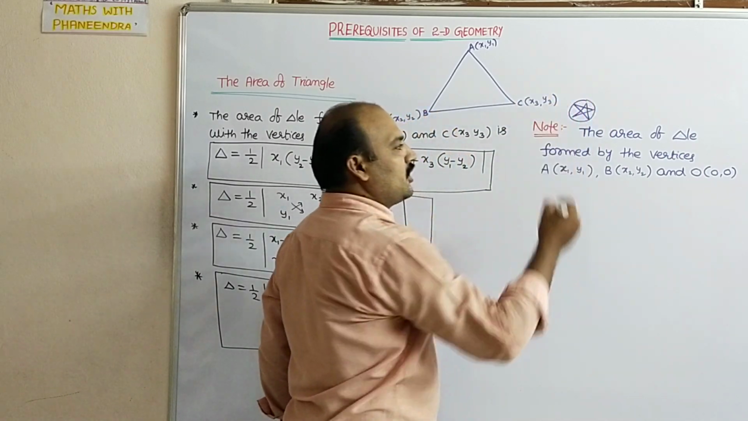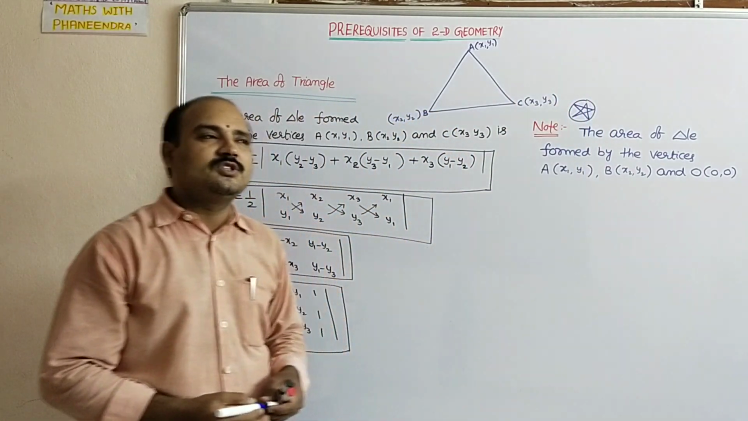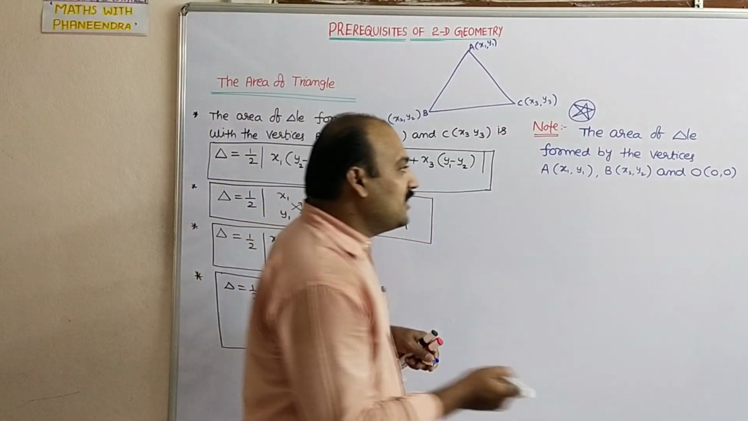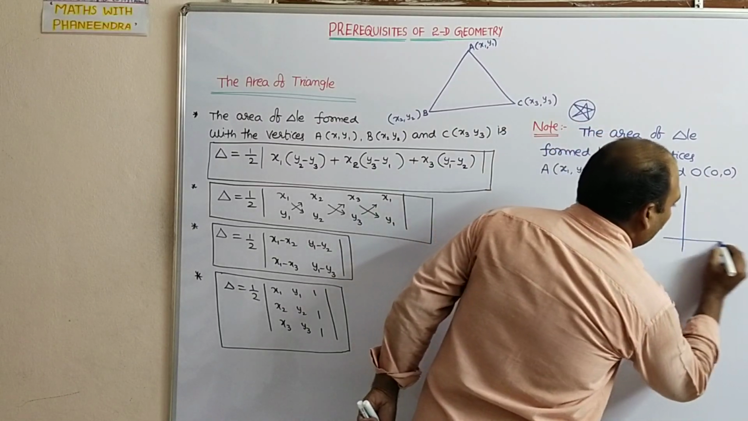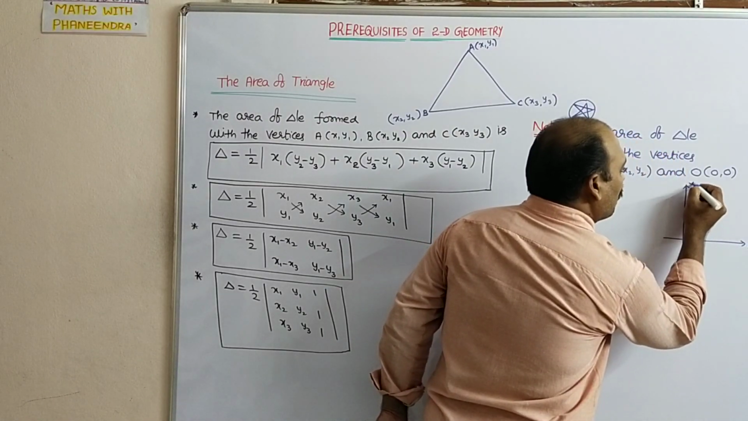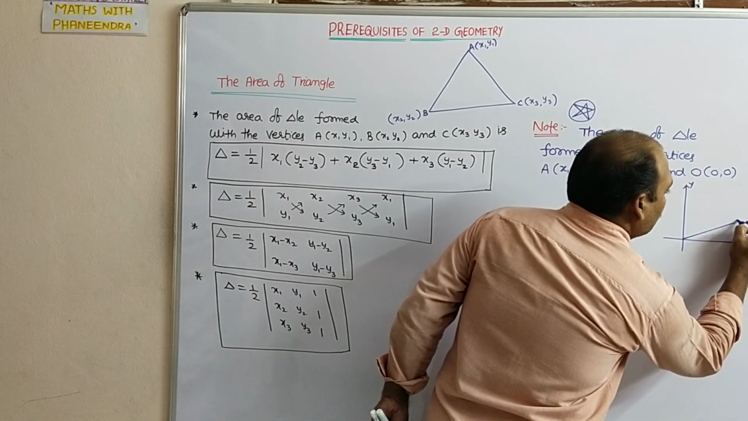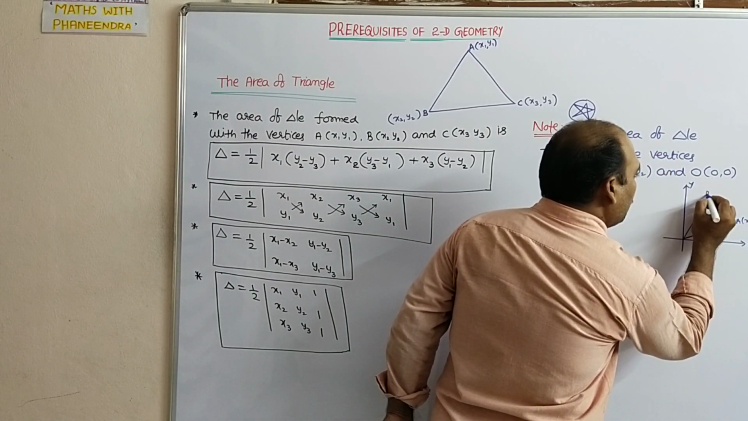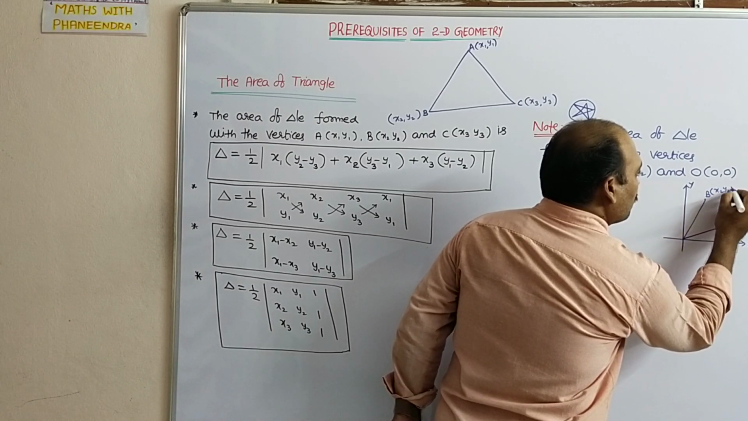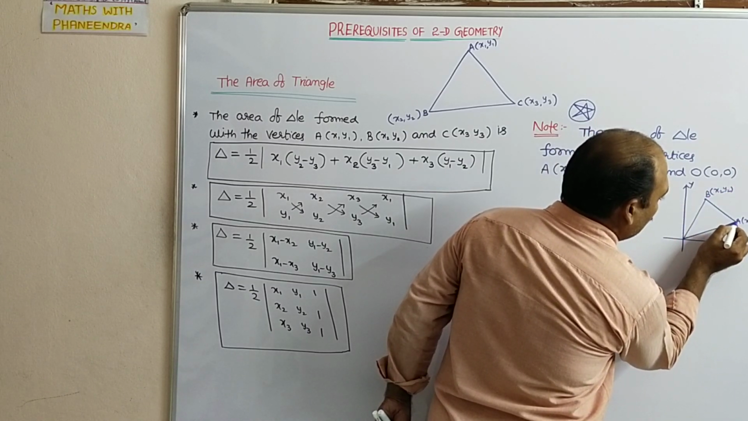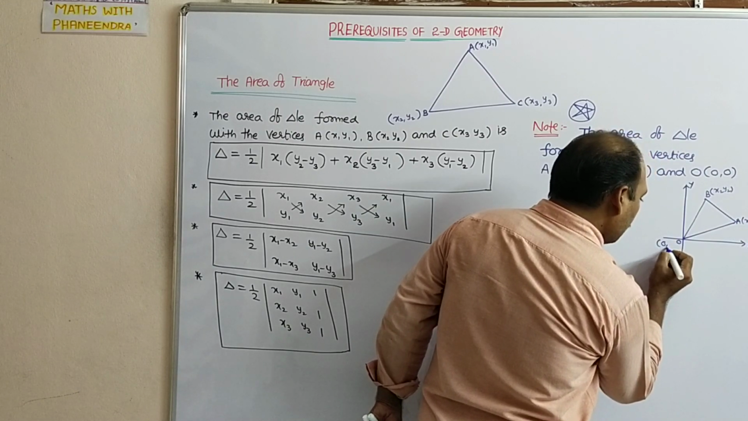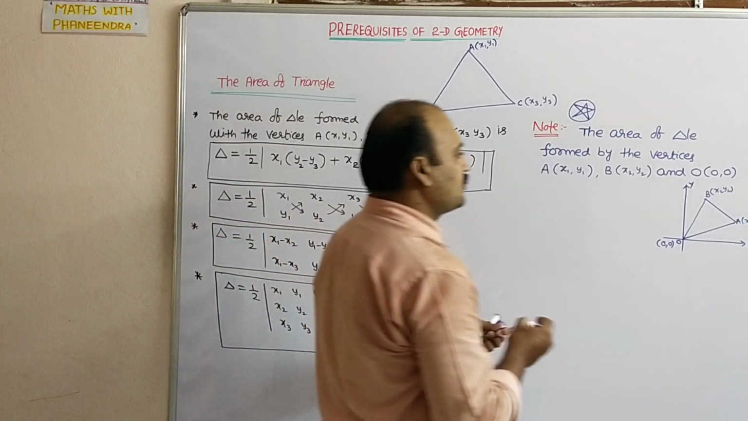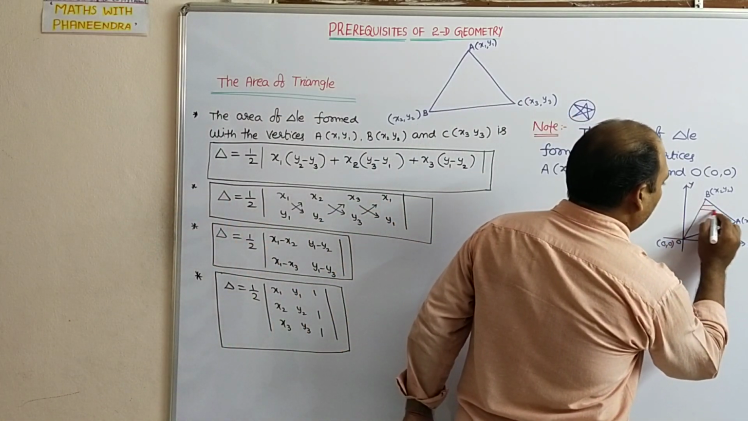Very important point. Number of times we will use this formula. The area of triangle formed by, that means the figure will come like this. Observe carefully. X-axis, y-axis. This point is A of (x1, y1). This point is B of (x2, y2). Join these two. This is origin. So this area is the area of triangle OAB.